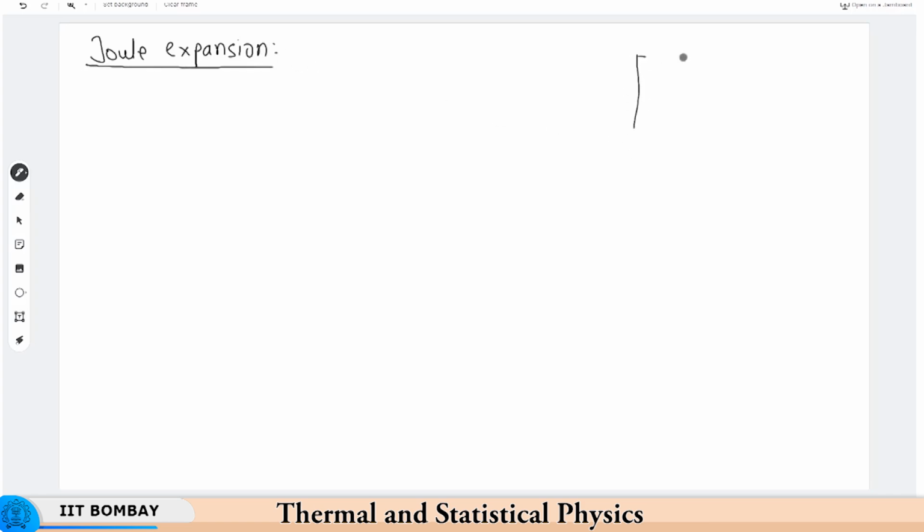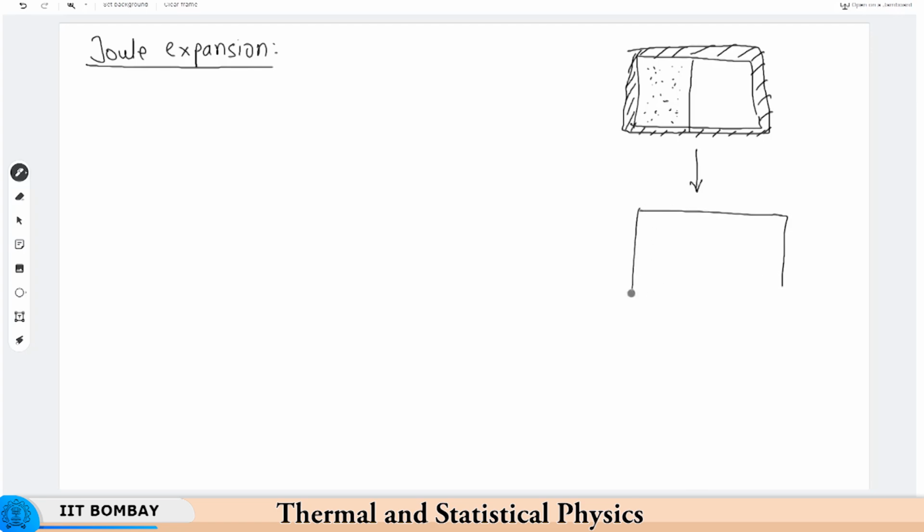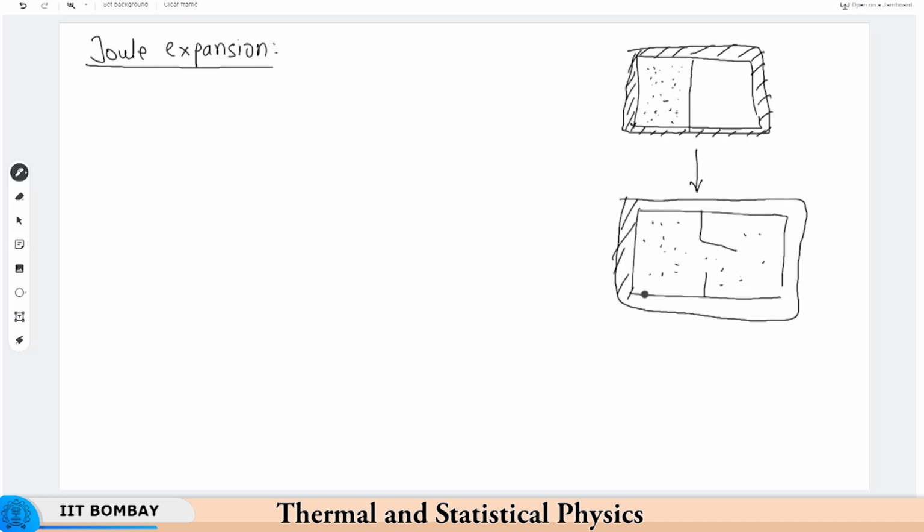So essentially the problem is as follows. We have a container where there is a wall, and all the gas molecules are in this half of the container, and this container overall is insulated, so it can't exchange any heat with the surroundings. What we do is expand this gas suddenly: we open this channel and all the gas molecules are now free to expand into this empty area. And the question that we are asking is as follows.